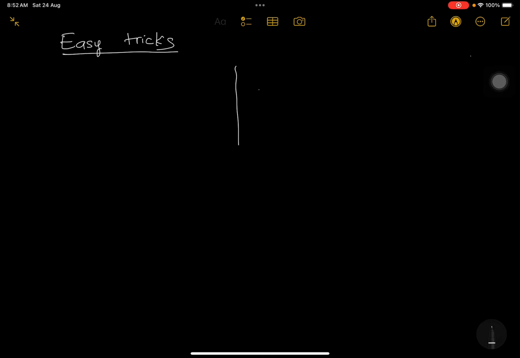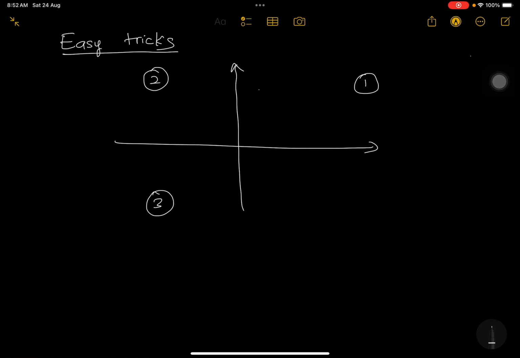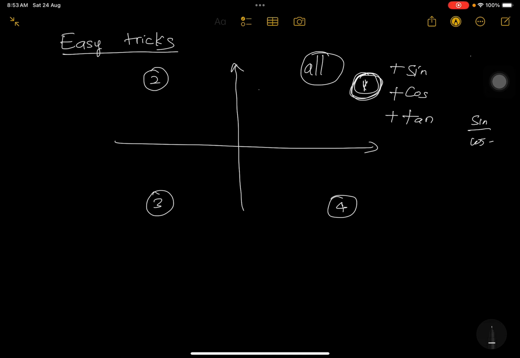So first we will analyze. This is the first quadrant of the circle, this is the second quadrant, this is the third quadrant, this is the fourth quadrant. In the first quadrant, all the trigonometrical values will be positive. Sine value is positive, cosine value is positive, as well as tan value is also positive, because tan is sine over cos, right? So you have to memorize this. All values are positive here.